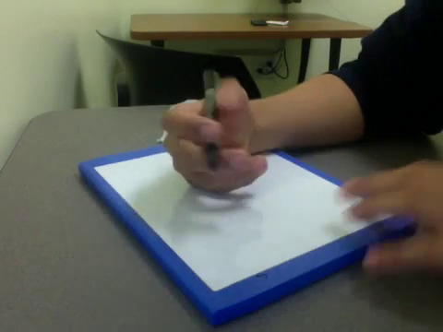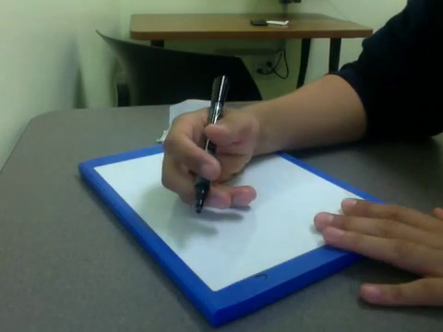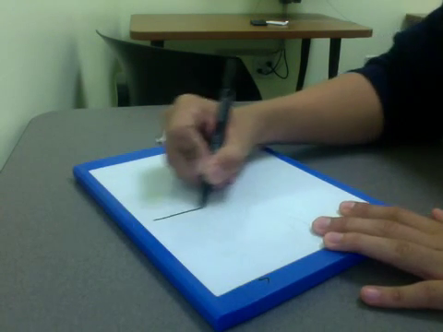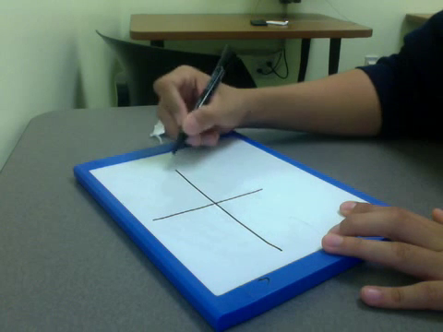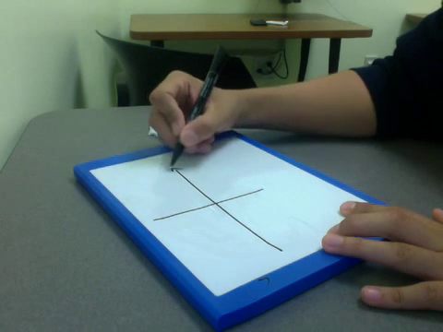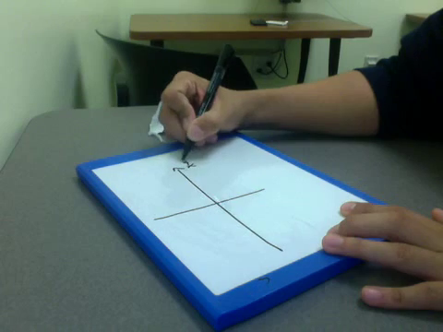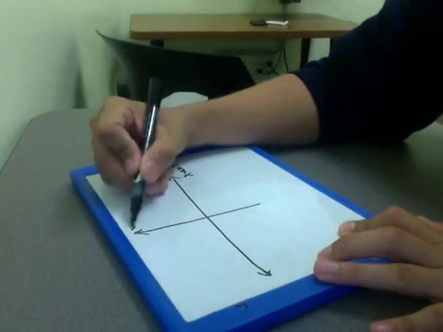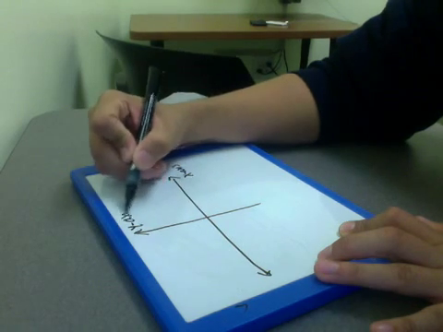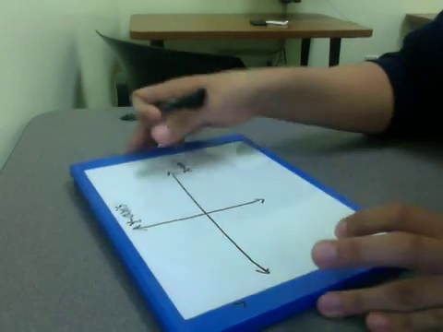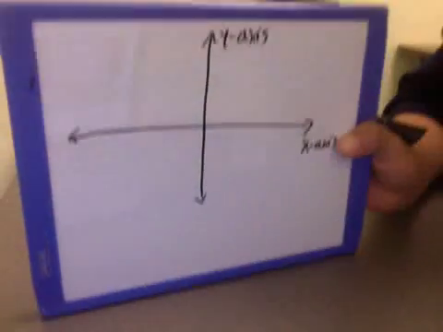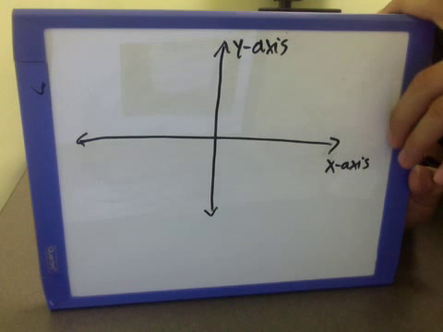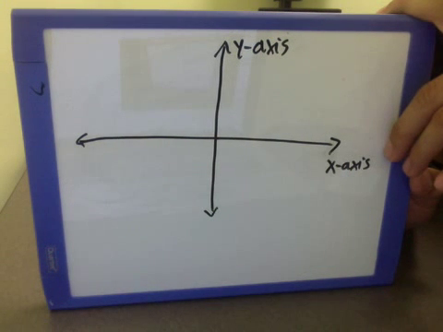Okay, Numi, first thing you gotta learn is the coordinate axis, which is what this is. You have the x-axis and the y-axis. Right there. Okay, those two lines are number lines.